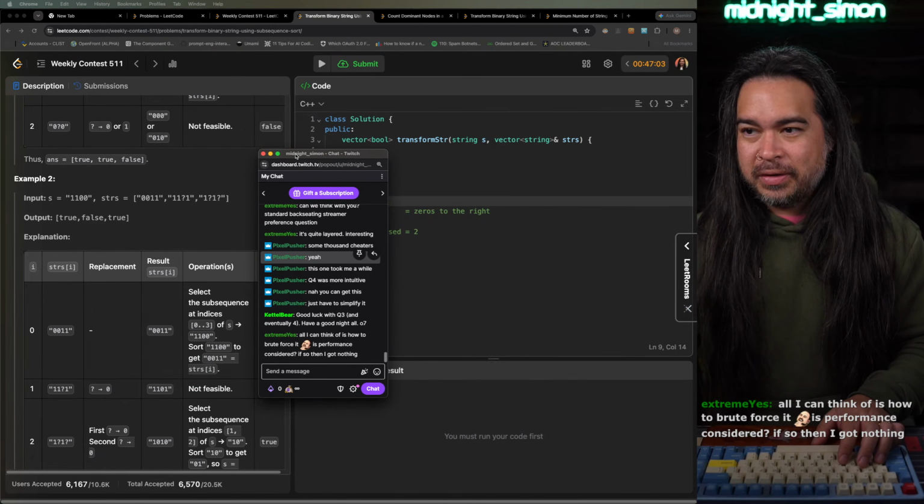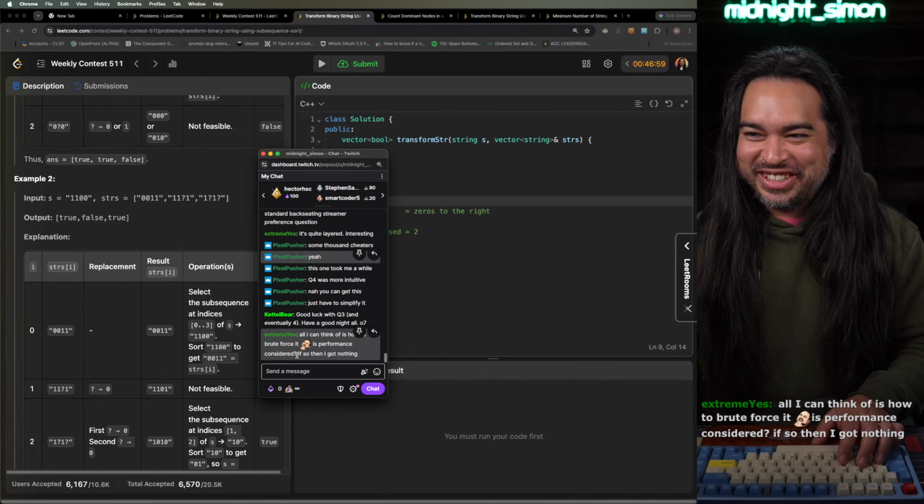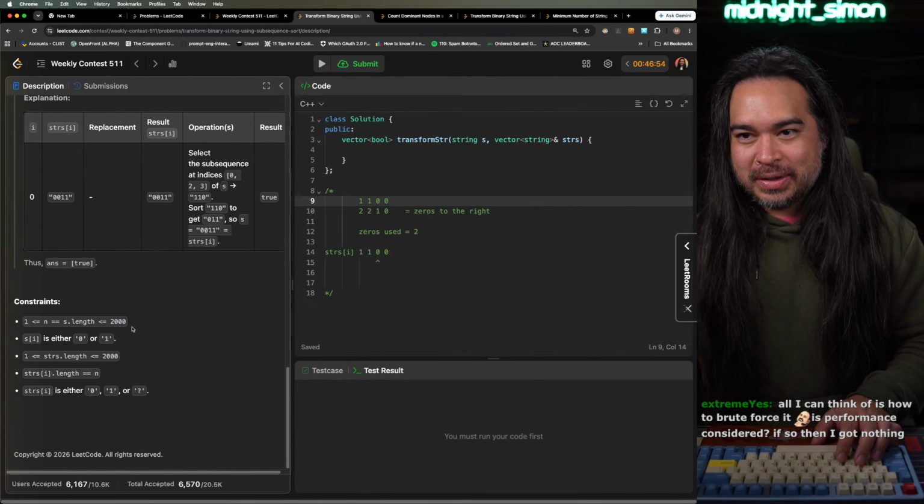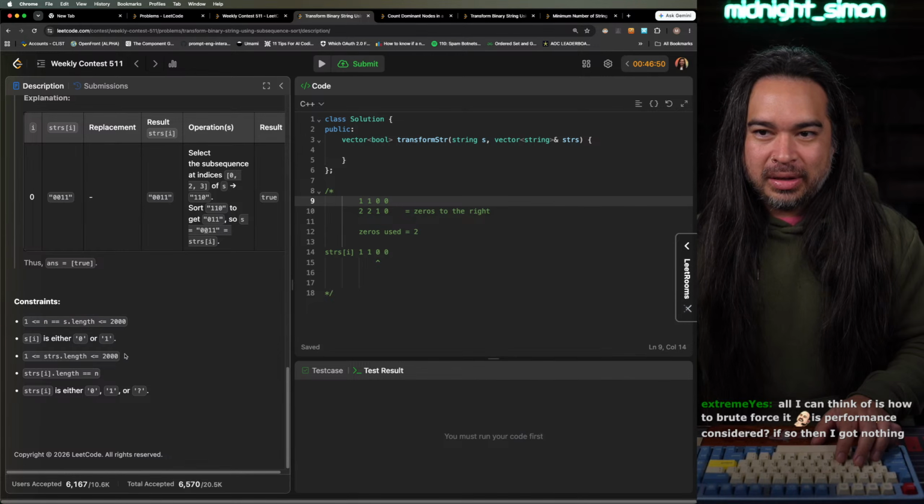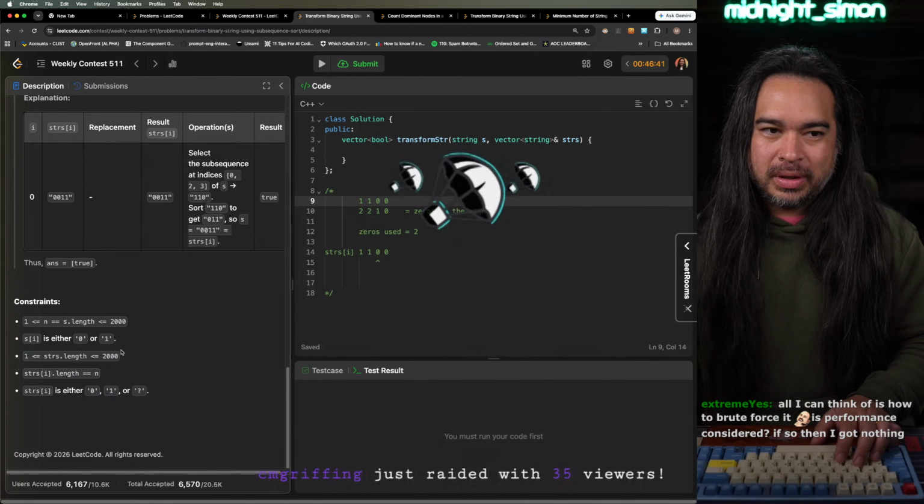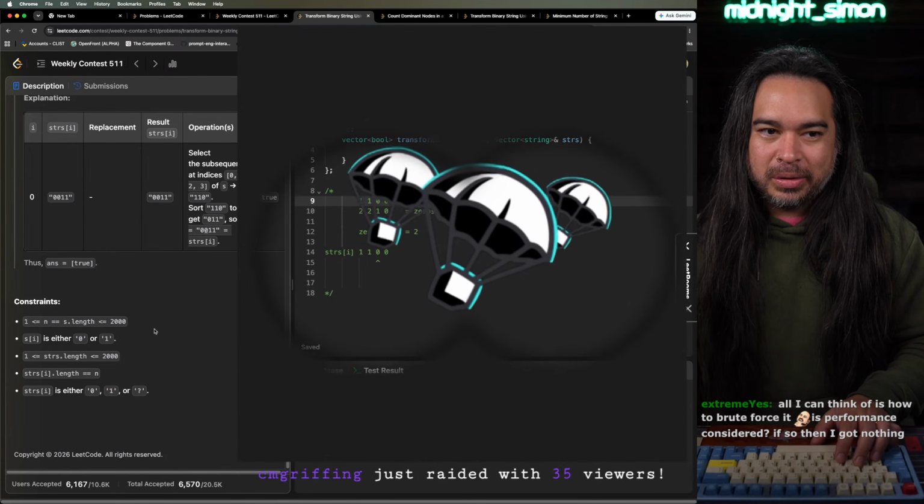All I can think of is how to brute force it. Is performance considered? Yeah, performance is for sure considered. They give us the inputs, so the string length is 2000 characters, and it's 2000 strings of 2000 length as well. So you have to check all of those things.